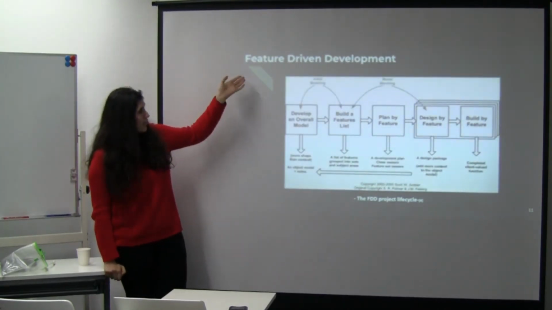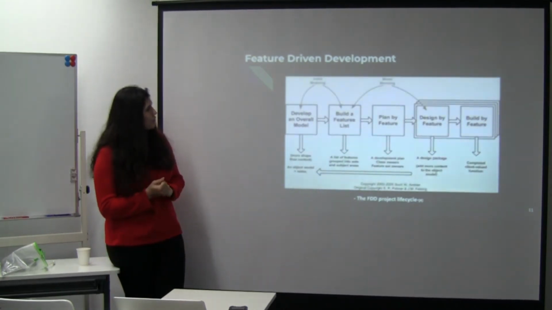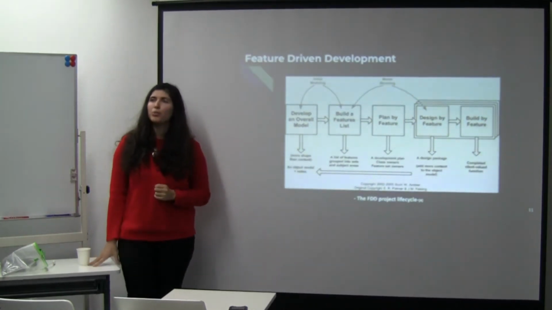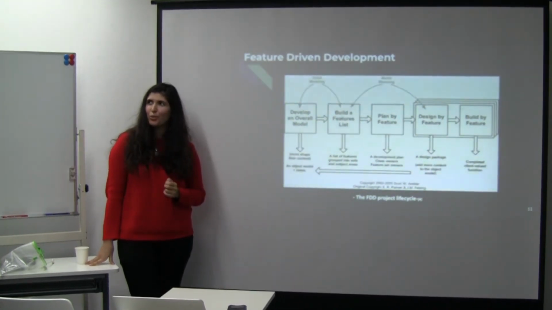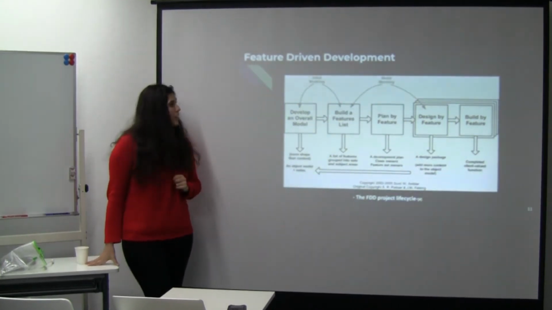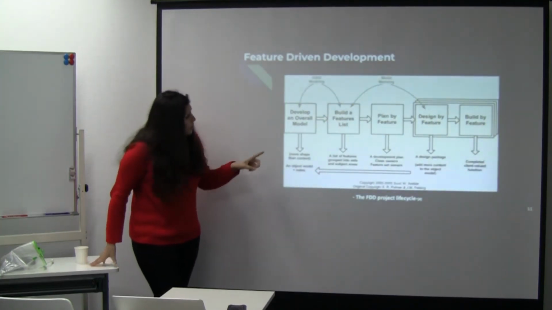So feature, as it's in the name, is the cornerstone of this approach. It was first introduced in a book called Java Modeling in Color with UML by Jeff De Luca. And that was the first time this concept was introduced.